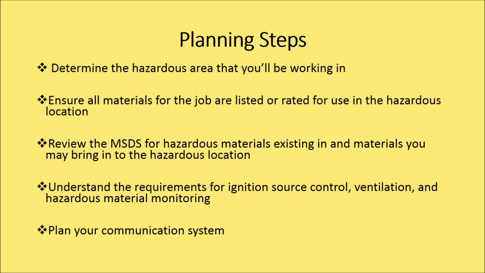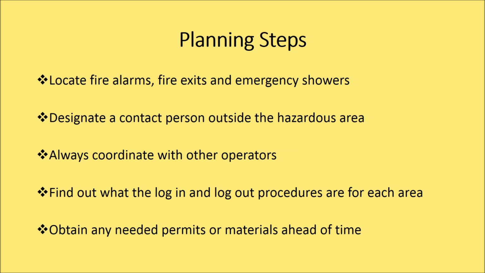Plan your communication system so it's compatible with the ignition control requirements for the location. For example, you may not be able to use a radio in a Class 1 location. Locate the fire alarms, fire exits, fire extinguishers and emergency showers. Designate someone outside the hazardous area as your contact should anything go wrong. Ensure that this person has constant and reliable communication with you.